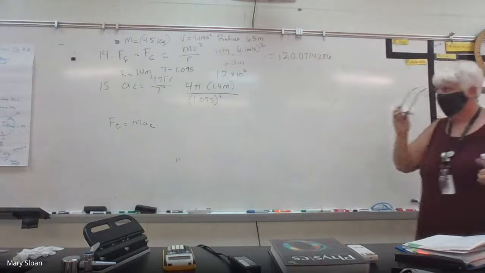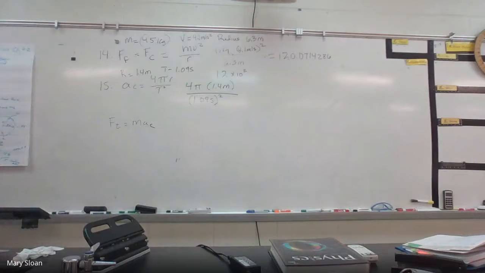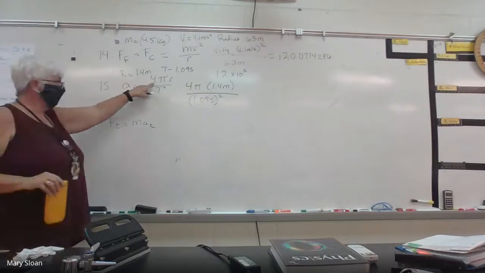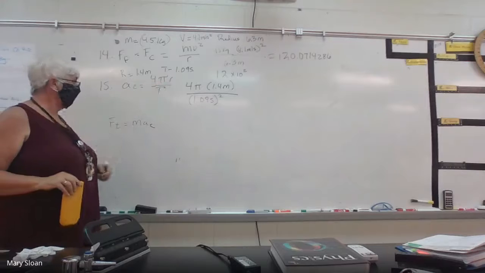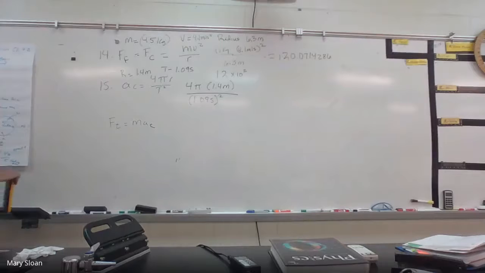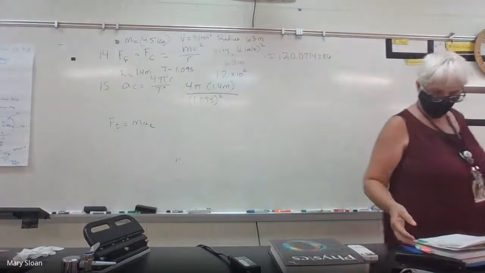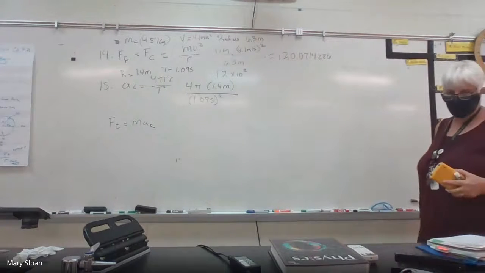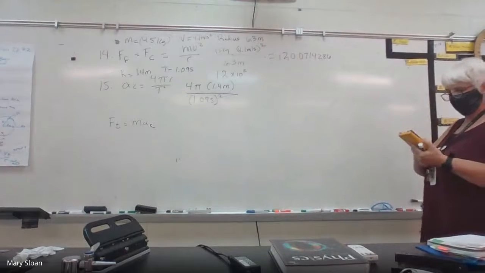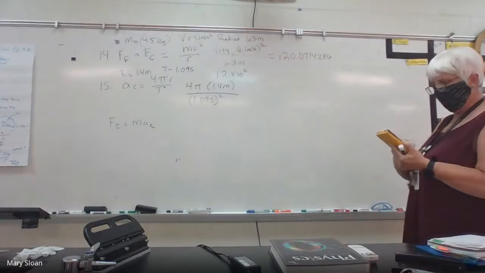So if y'all will plug that into your calculator. You don't need to square it on the top there? No. Because this says 4 pi r, right? Over t squared. I didn't square it. I need to take it out of scientific mode. I would. Okay.